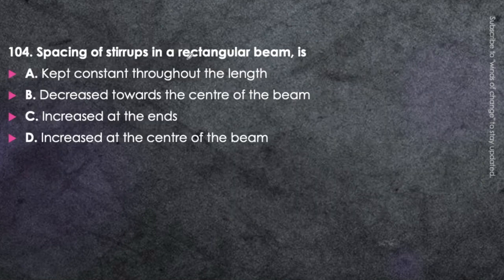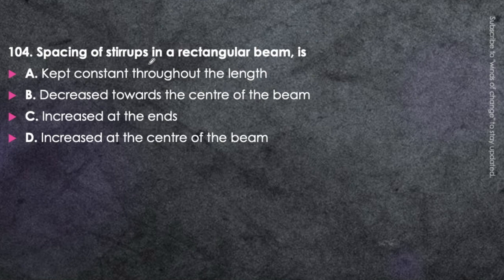The spacing of the stirrups in a rectangular beam is kept constant throughout the length, decreased towards the center of the beam, increased at the ends, or increased at the center of the beam. Just think about it. Stirrups are used to resist the shear stresses in a beam. Now shear stress will be maximum near the support, and it will be minimum at the center. So where will the stirrups be required?